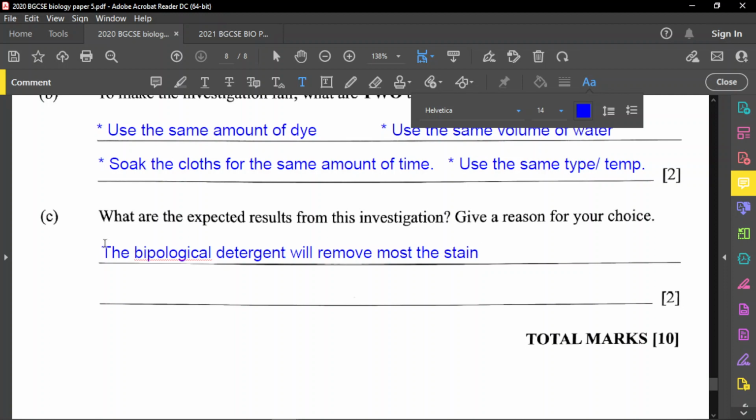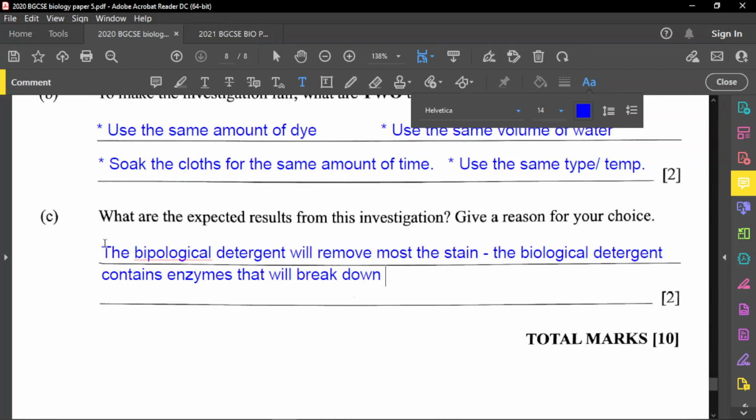And the reason for that is that the detergent, which is biological detergent, contains enzymes that will break down the stain. Okay, that will break down the stain. All right, and that ends this paper review here.